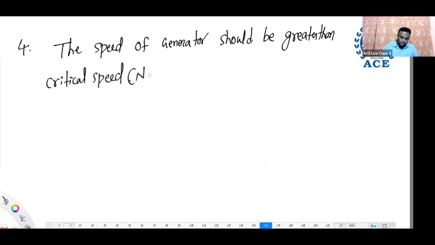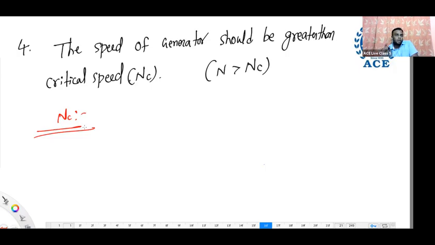Critical speed. The speed of the generator N should be greater than the critical speed. What is the critical speed definition? Is it the minimum speed or the maximum speed? It is the minimum speed we have to rotate. More than that, you rotate at any speed, voltage will come, but you should not rotate less than that. So critical speed is the minimum value.